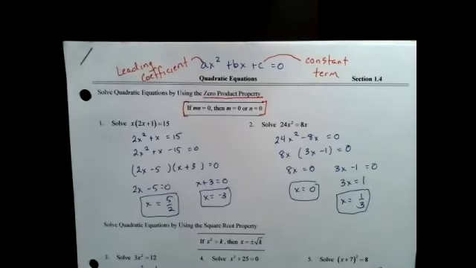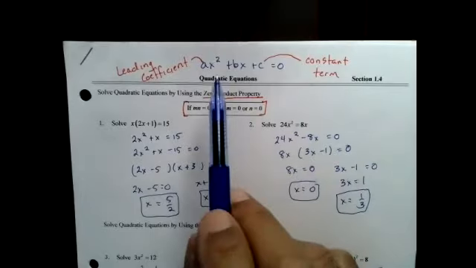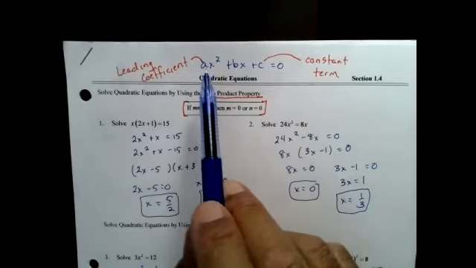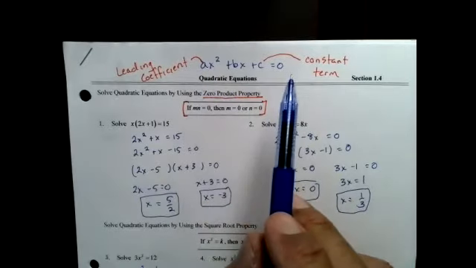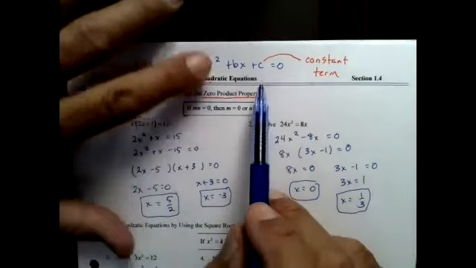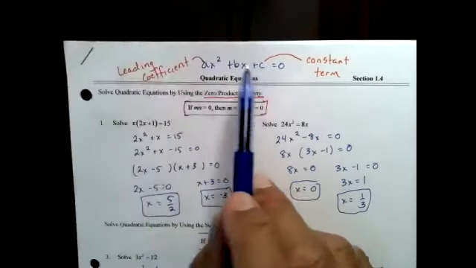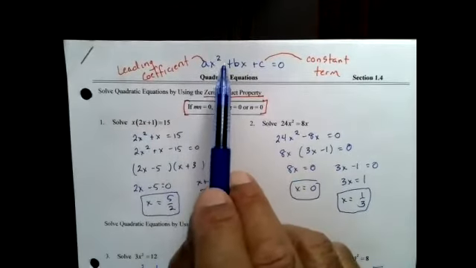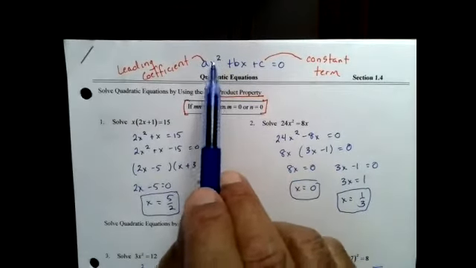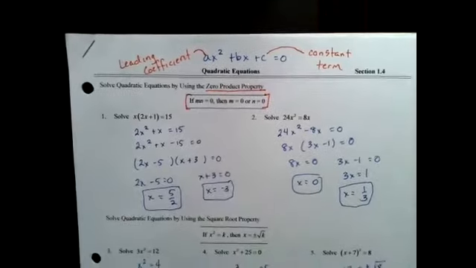Okay, so for section 1.4, we're talking about quadratic equations. A quadratic equation is one of the form ax squared plus bx plus c equals 0. Like I said a moment ago, bx plus c was just our linear, but when we add this extra term and now go with a power of 2, we have what's called a quadratic equation.